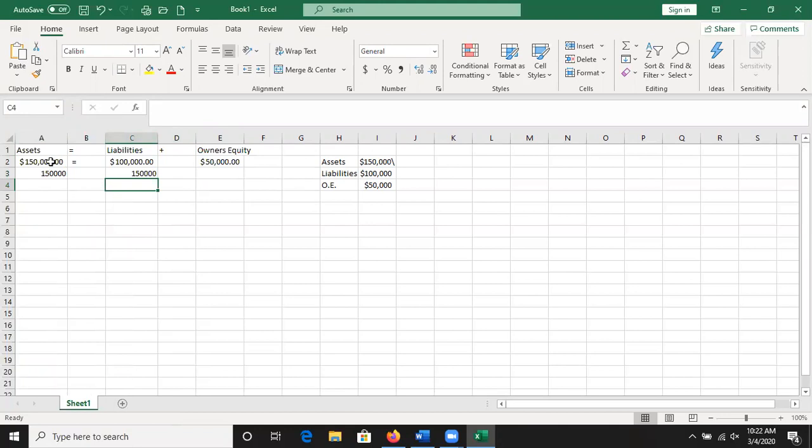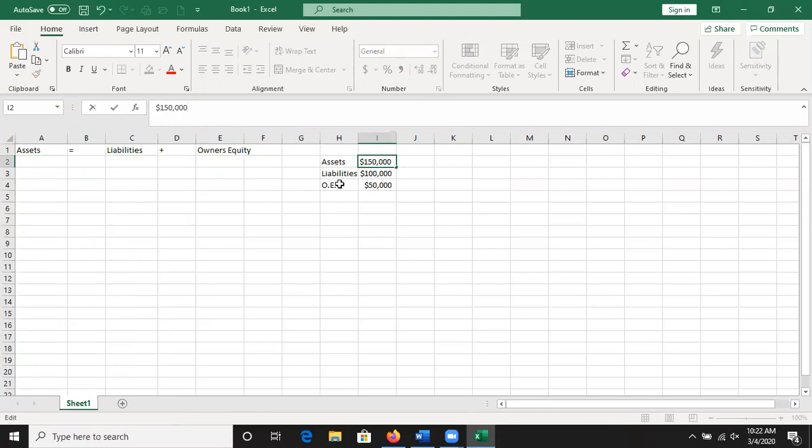So now it could be a little more difficult. Say the problem gives you this. Assets are 150,000, liabilities are 100, owner's equity is 50. And then they say a few days later, assets increase by $25,000.